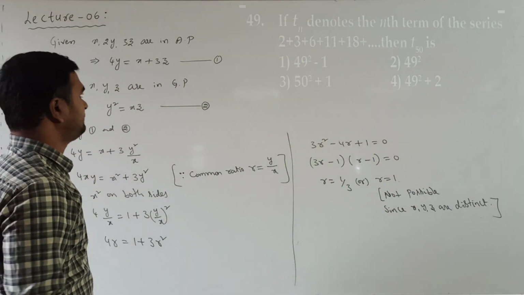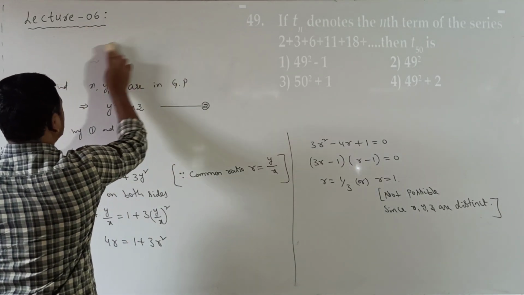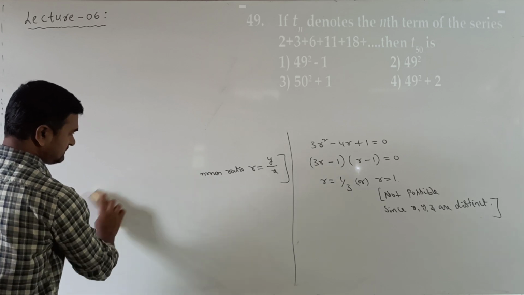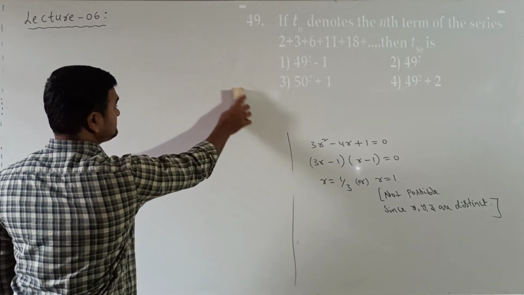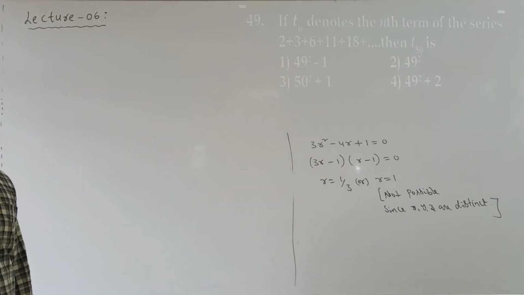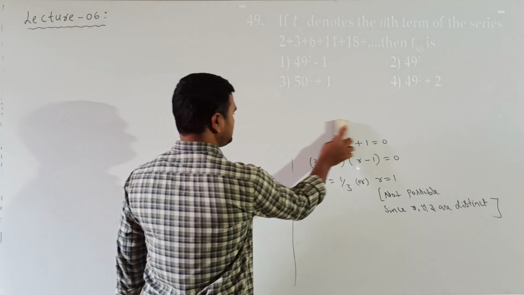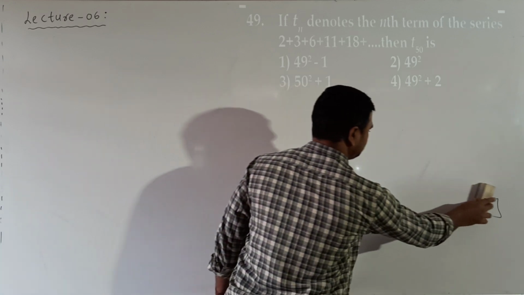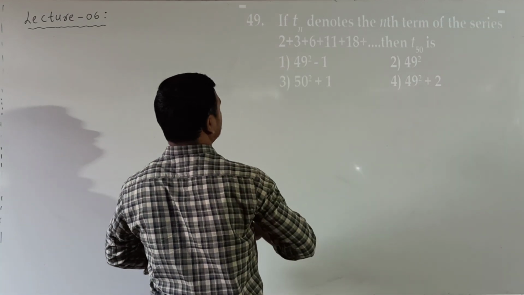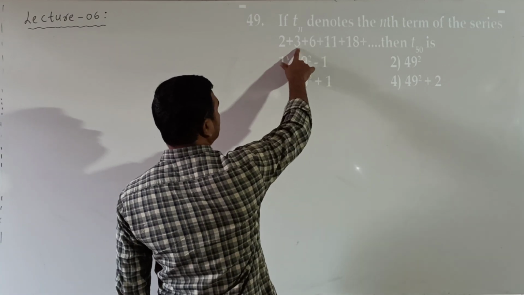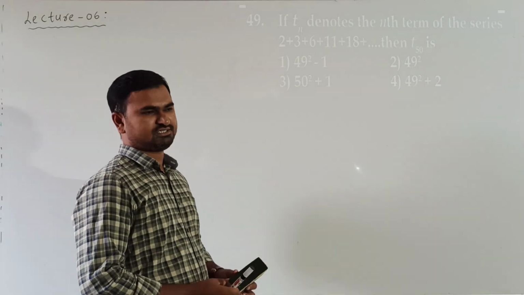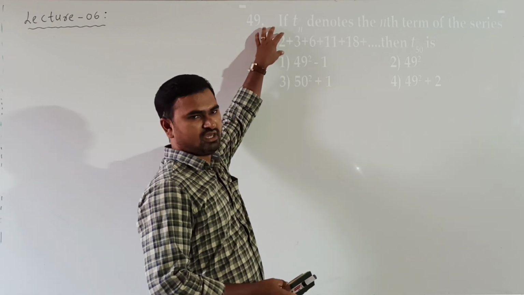How to find the 50th term? Observe the series and its terms. Are the terms of the series forming a standard progression? Is it forming an AP or GP? Observe the differences. Here the difference is 1, here the difference is 3, then 5. So the difference is not the same, so it is not forming an AP.